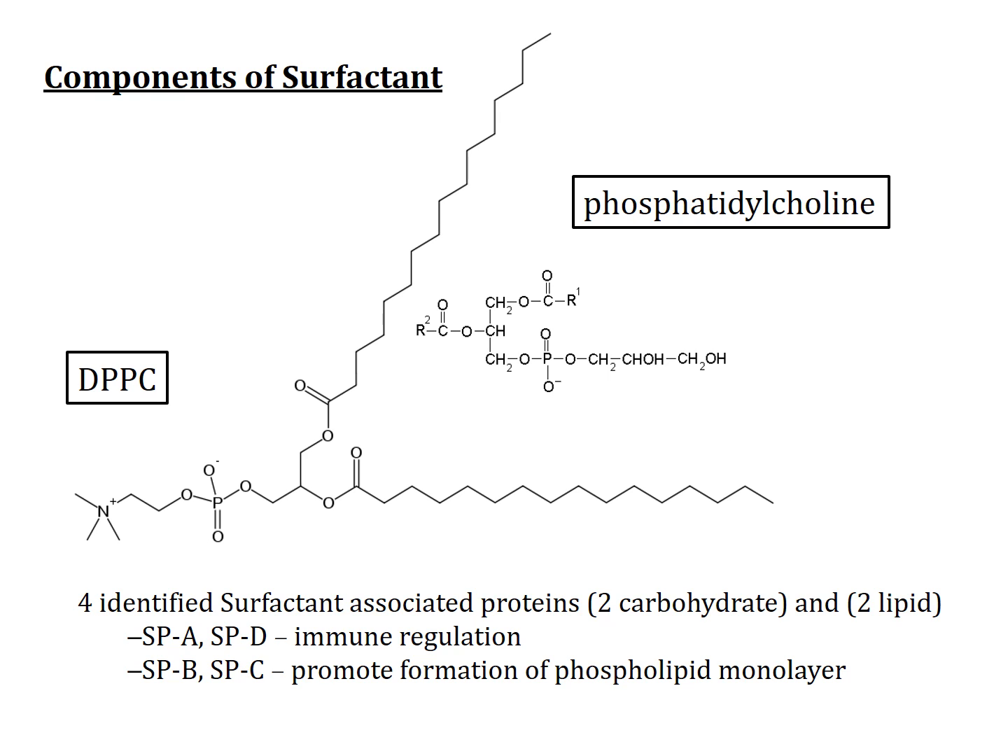Also within surfactant are a number of other proteins that are important in helping form that phospholipid layer, other proteins which are important in immune regulation. So surfactant's a pretty complex mixture of protein and lipid, and that polar big lipid DPPC is one of the more important individual components of surfactant.